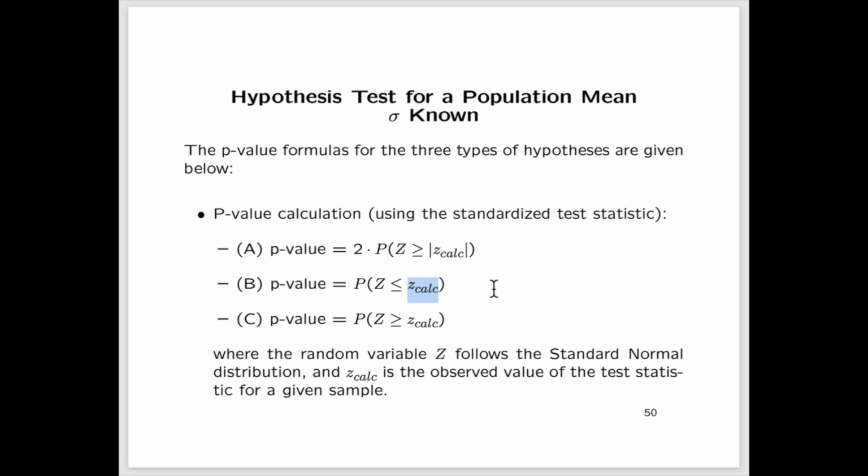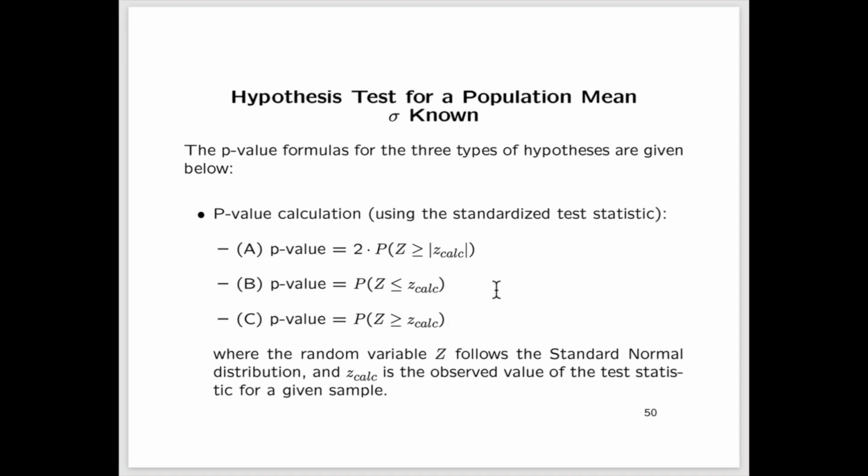By the way, in these formulas, the lowercase z-calc is the observed value of z-calc. Finally, for the right-tailed test, the p-value is equal to the probability that the standard normal random variable is greater than or equal to z-calc. I would point out that in the p-value formula for the two-tailed test, we're taking the absolute value of z-calc, but we're not taking the absolute value in either the left-tailed p-value or the right-tailed p-value.